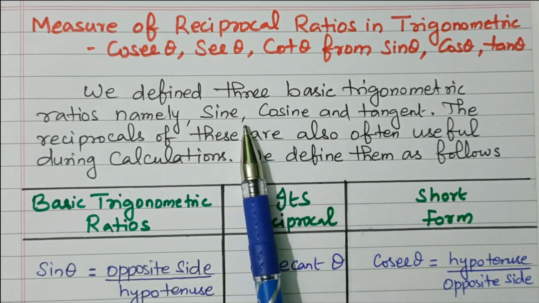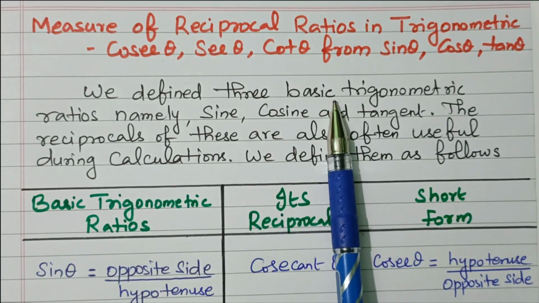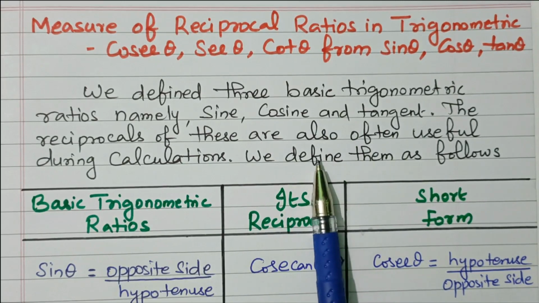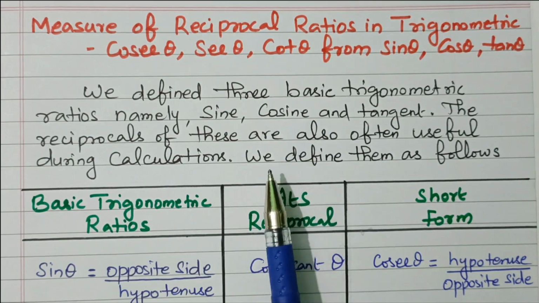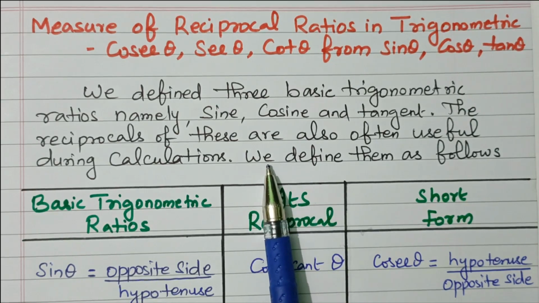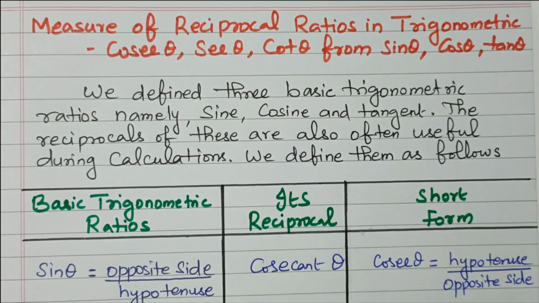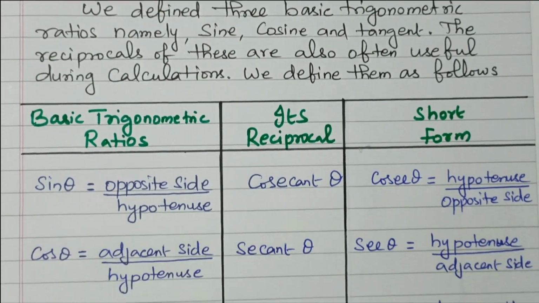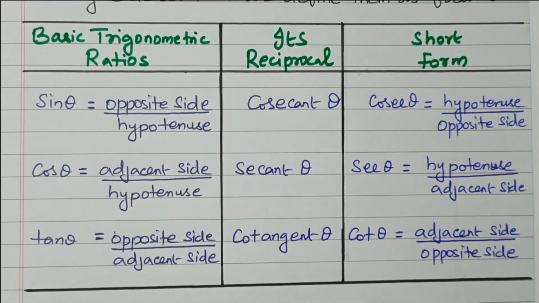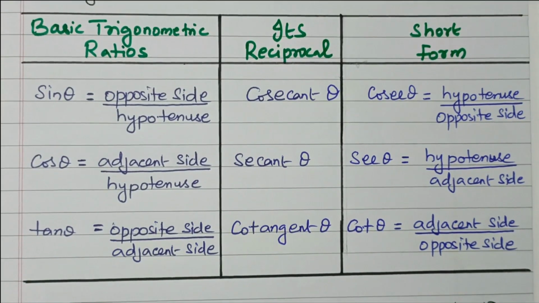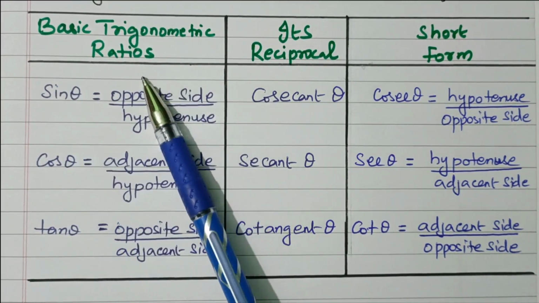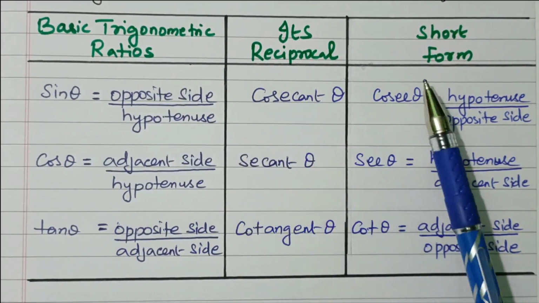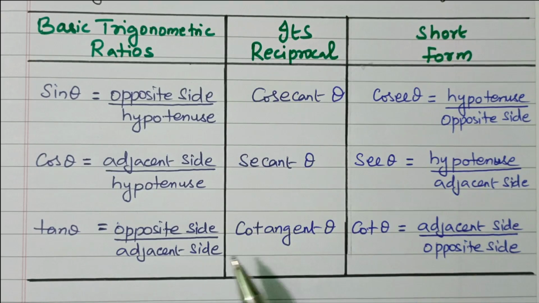Sin theta, cos theta and tan theta are the basic ratios of trigonometry. The reciprocal ratios can be obtained from these basic ratios. These reciprocal ratios are very useful during calculation. Now we will see how to calculate the reciprocal ratios from the basic ratios. So this is the basic trigonometric ratio, then the reciprocal, the short form and the formula.